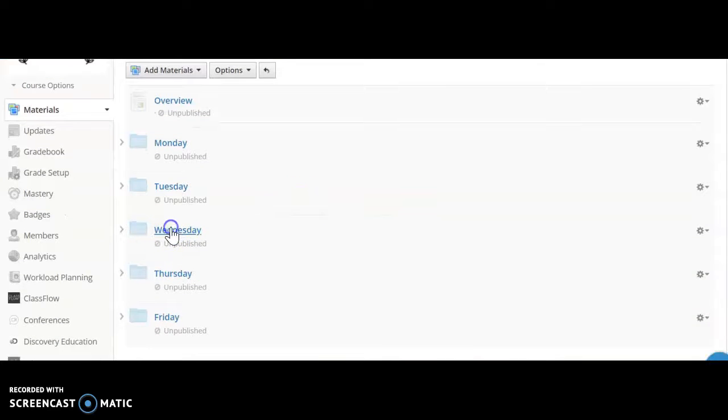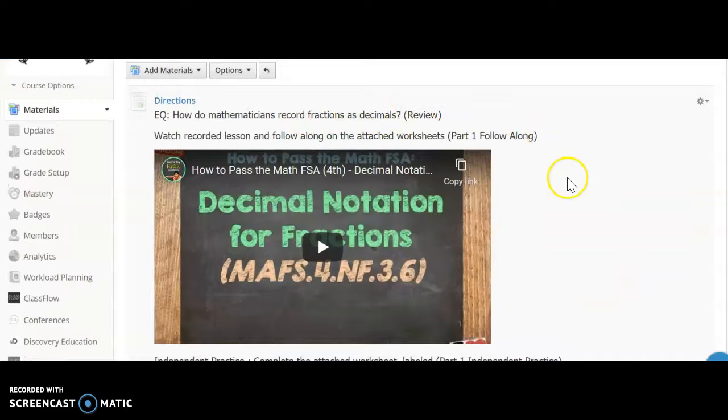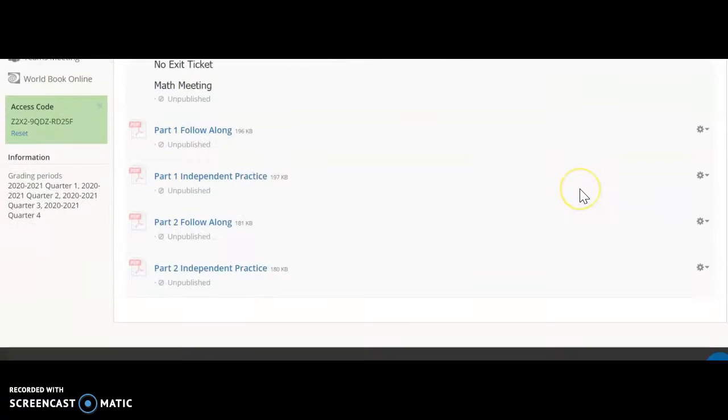On Wednesday, this looks a little bit different. You do have 2 different videos. So you can see here, it's going to be really important that when you are clicking on these pages, they're all attached right down here. You see 4 of them, right? Like part 1, follow along, part 1, independent practice, part 2, part 2.